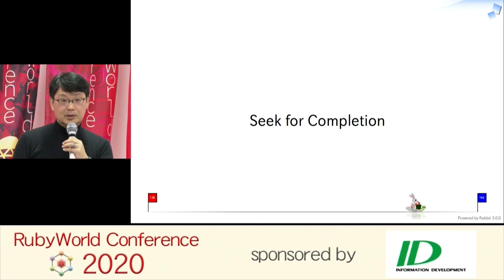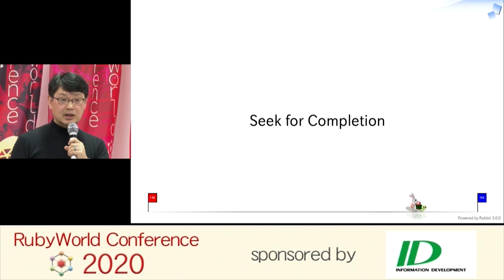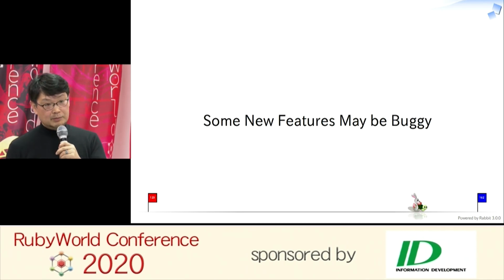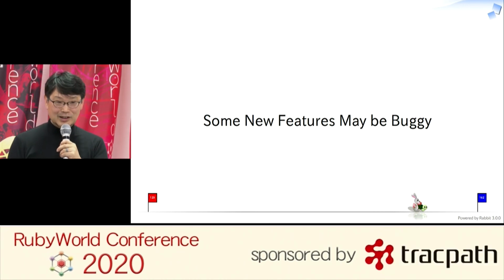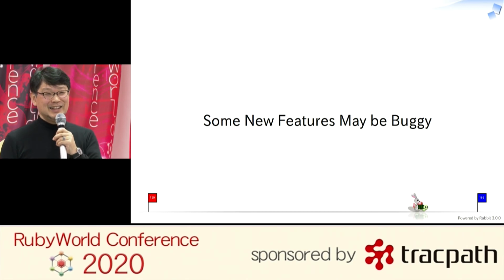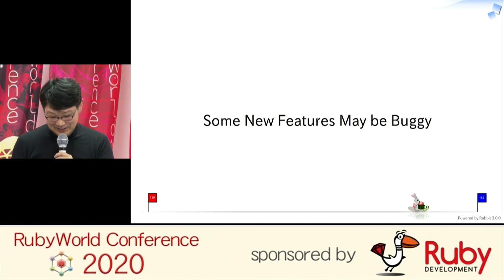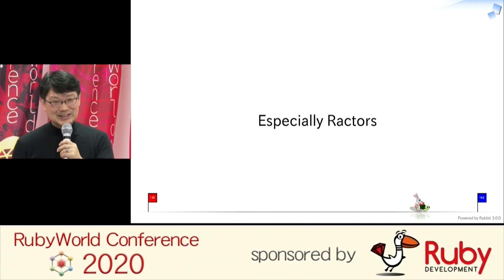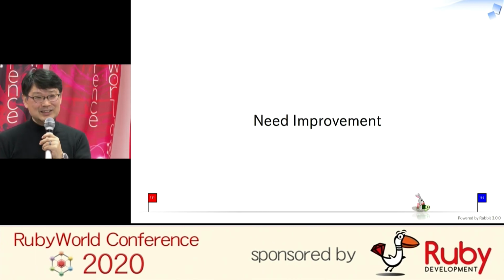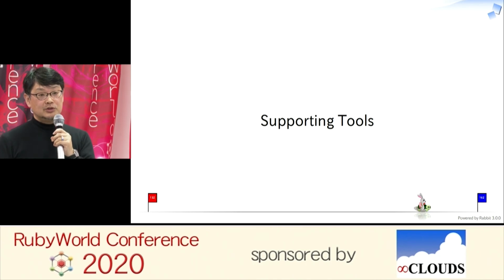Then what will happen after 3.0 becomes available? We have to improve the functions so that they can be more complete. And several new features may be buggy. Even today, working on the refactors, there are some buggy elements staying in Ruby 3.0, but I want to work harder, and we would continue working to improve it.